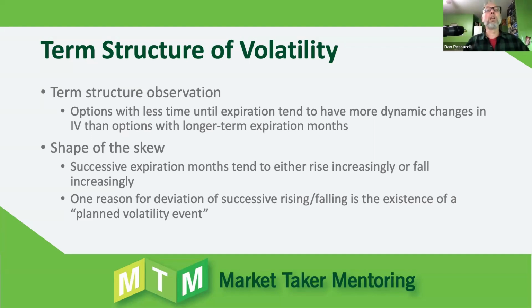One reason for a deviation of successive rising and falling is the existence of a planned volatility event. Sometimes you'll look at this week's expiration volatility is 20. Next week, it's 19 and a half. The week after, it's 19 and a quarter. The week after that, it's 19. The week after that, it's 32. Whoa, what? 32? Why is it like that? Well, it's because that's the week that has earnings in it. All the other ones expire before earnings.